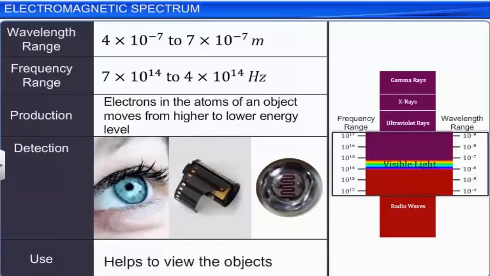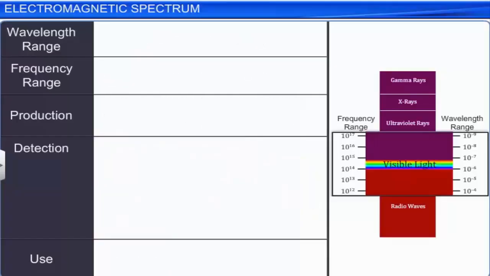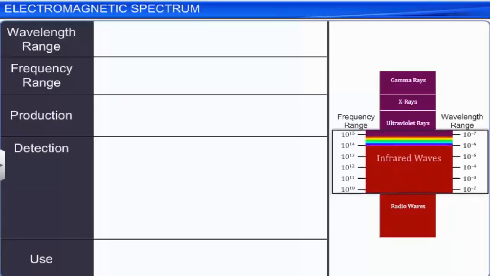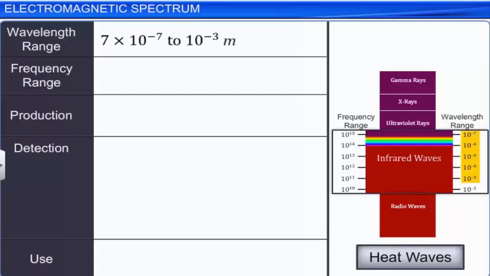The next kind of electromagnetic wave in the electromagnetic spectrum is the infrared wave. Since infrared radiation heats up objects and surroundings where it is incident, infrared waves are known as heat waves. The wavelength of infrared waves is in the range of 7×10^-7 meters to 10^-3 meters. The frequency is in the range of about 10^14 Hz to 10^11 Hz.